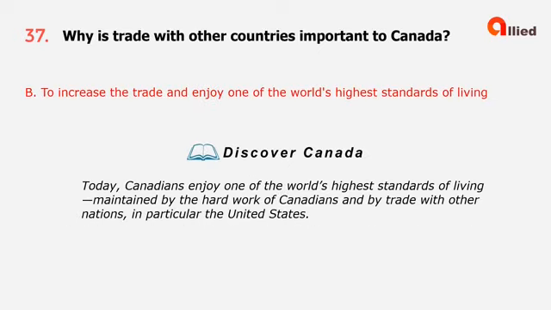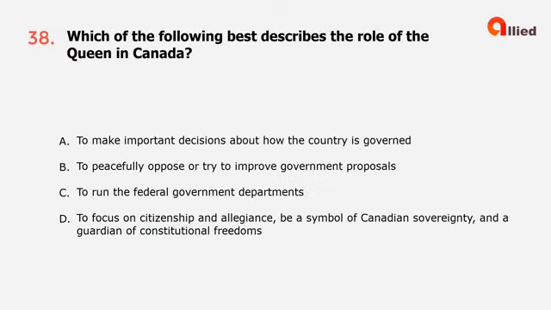The answer is B. To increase the trade and enjoy one of the world's highest standards of living. Question 38. Which of the following best describes the role of the Queen in Canada? A. To make important decisions about how the country is governed. B. To peacefully oppose or try to improve government proposals. C. To run the federal government departments. D. To focus on citizenship and allegiance, be a symbol of Canadian sovereignty, and a guardian of constitutional freedoms.